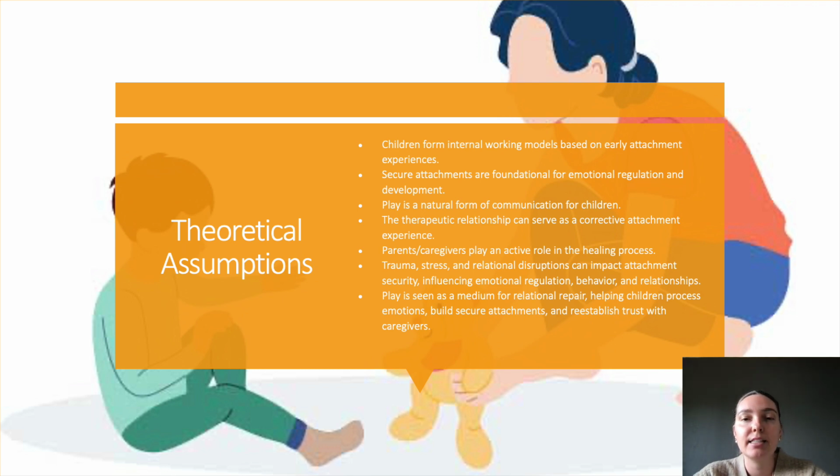And play is seen as the child's natural language, and through the therapeutic relationship, we are able to offer those corrective emotional experiences. Parents and caregivers play an essential role in this process, and therapy works to heal attachment injuries caused by potentially trauma, stress, or inconsistent caregiving.